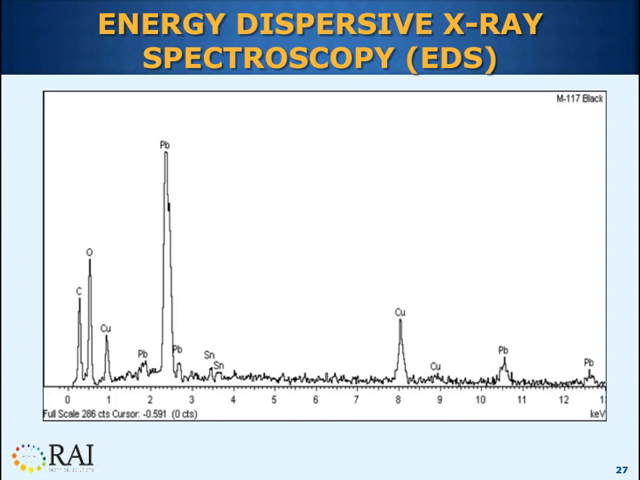This is an EDS spectrum which shows elements at a particular location. Again, this is an example from my work. You can see high levels of lead. The symbol there is Pb for lead, and copper, Cu, if you remember high school chemistry.